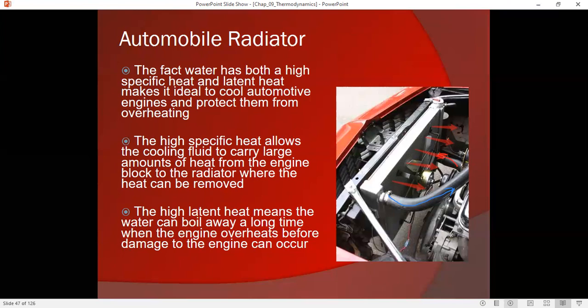Now, not only does water have a very large specific heat, which means it doesn't take very much water. Usually the water is mixed with some antifreeze, ethylene glycol or propylene glycol. Propylene glycol is used because it's not as toxic, but it's more expensive. And it'll absorb a lot of energy and transfer that energy very efficiently to the outside.